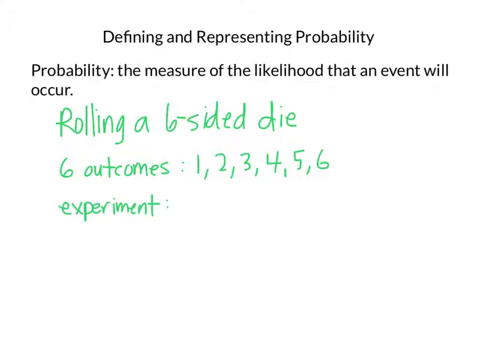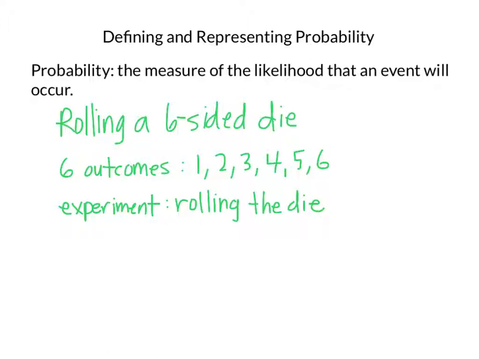When we talk about performing an experiment in probability, we mean, in this case, rolling the die. So an experiment would be rolling it once. But we could also talk about what's the probability of getting a certain number, out of 6 rolls. But the experiment is what we actually do.